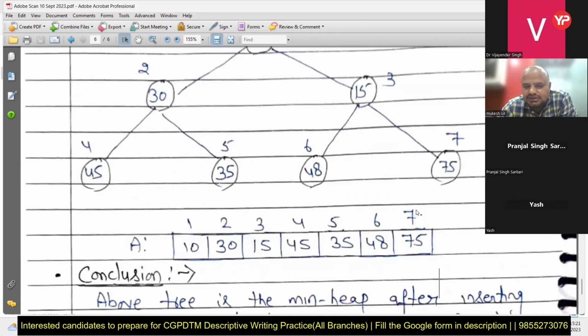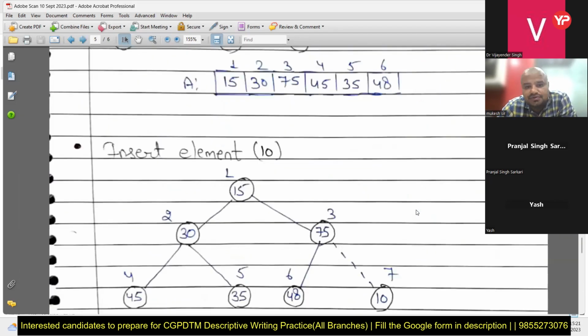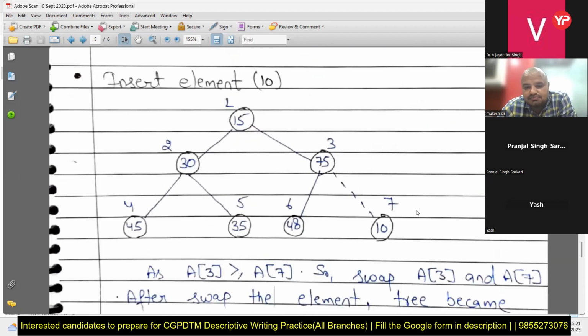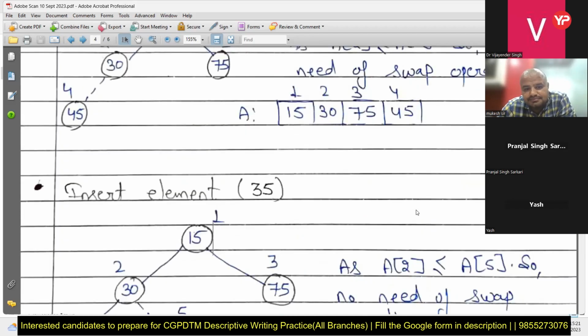Fine, my dear students. So in this way, you have to make a proper tree, write the array representation, write the conclusion, and underline the words. If you want to insert a new element, then try to insert that element with other notations, maybe a dotted edge for all this stuff. Fine.